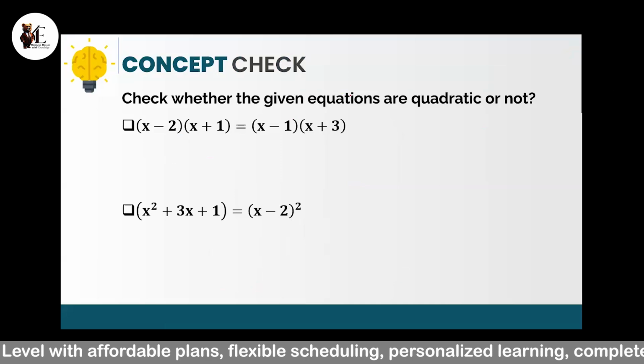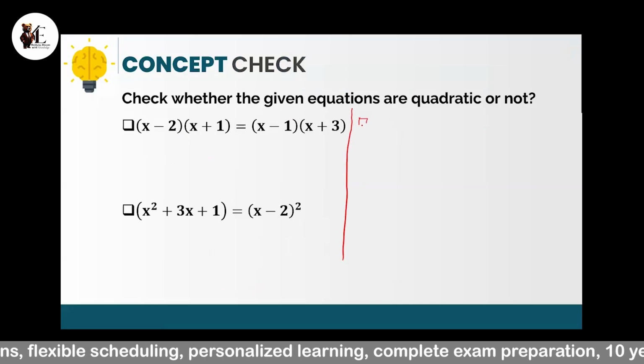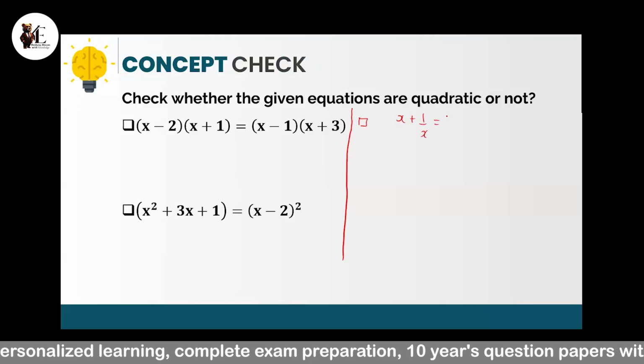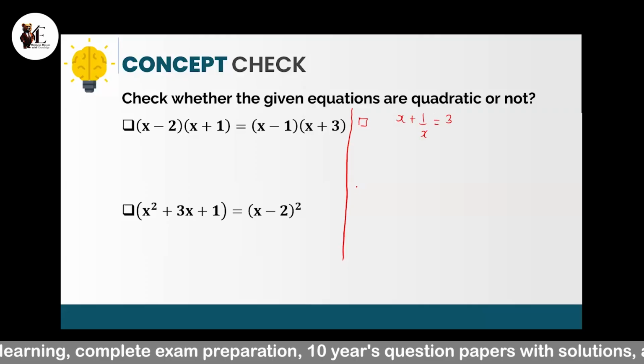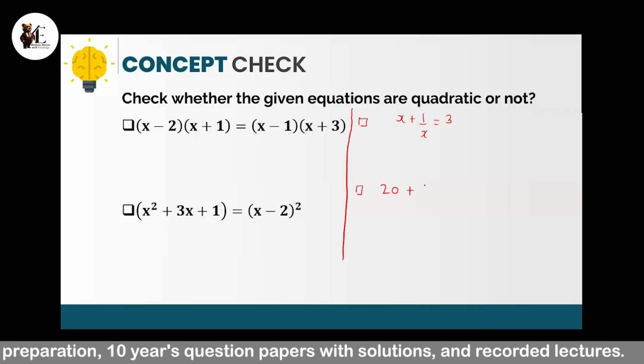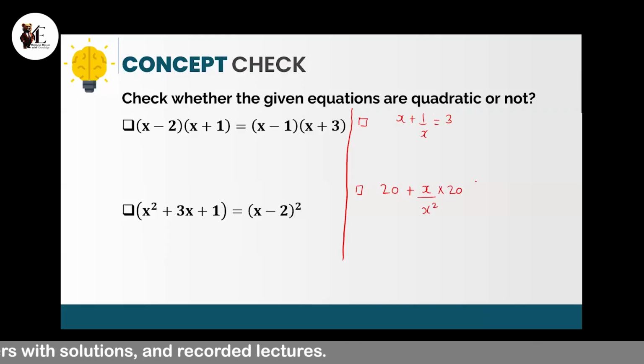Quadratic or not, I'm writing the third one also, which is a little different one. Say x plus 1 over x is equal to 3. And the last one is 20 plus x over x square into 20 minus 3 is equal to 0. So you have to solve these four expressions to the simplest form, and then you have to tell me whether the given equations are quadratic or not.